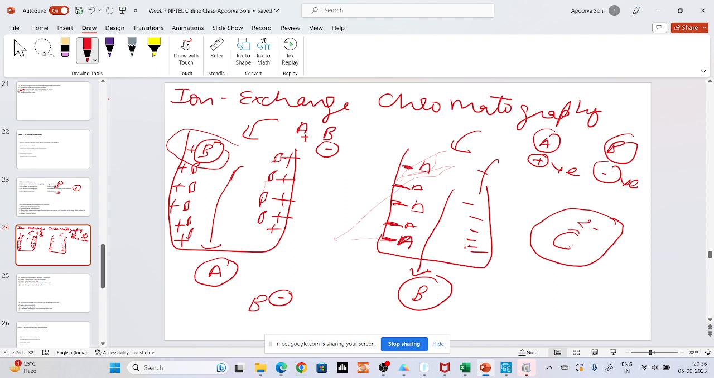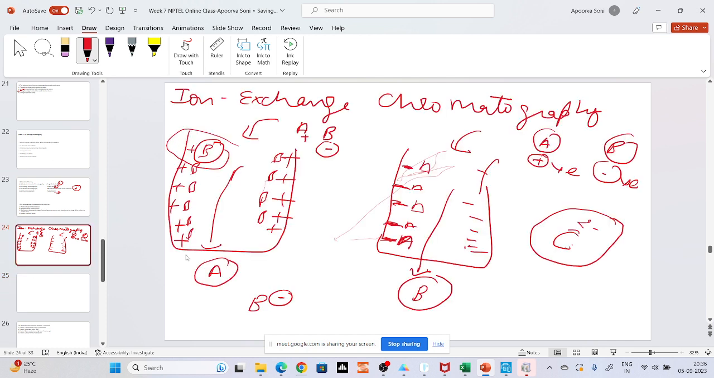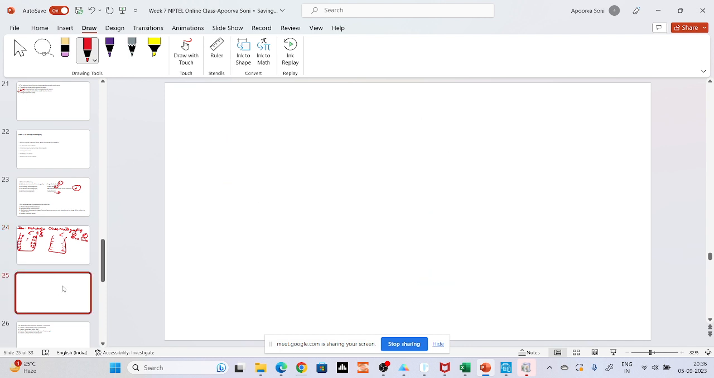Now, whenever we talk about ion exchange chromatography, you can see that either we can have a matrix of this type or we can have a matrix of this type. Therefore, there are two types of exchanger. So whenever we talk about ion exchange chromatography, we actually have two types of exchanger.